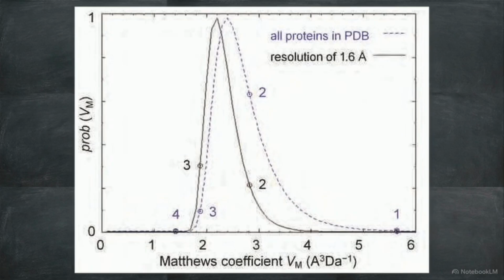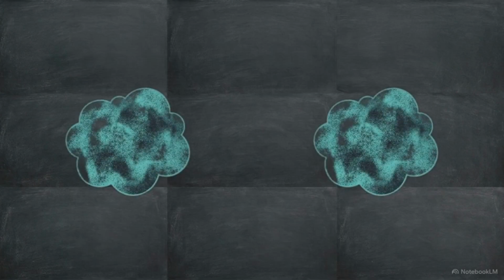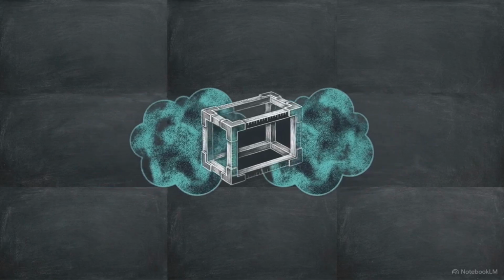This distribution plots the Matthews coefficient against the expected number of molecules in the asymmetric unit. By factoring in the 1.6 angstrom resolution limit, we can calculate the exact probability of whether the unit cell contains 2 or 3 copies, long before we solve the structure. Knowing the number of copies allows us to average the maps. By superimposing the independent molecular copies onto each other, consistent structural features align, while random background noise cancels out.